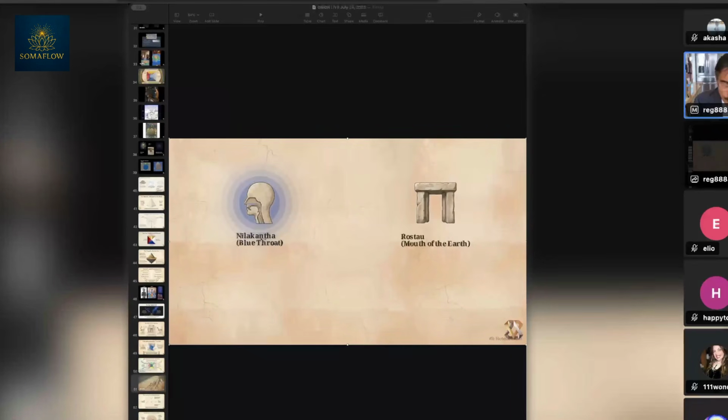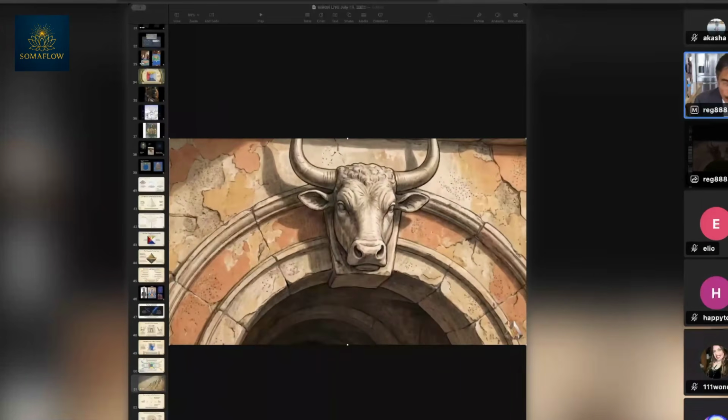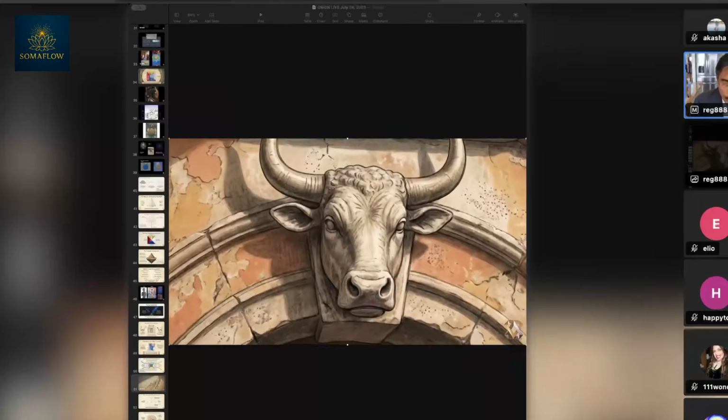In ancient astrology, the bull, Taurus, governs the human throat. This links Shiva's poison throat directly to Rostau, the mouth of the earth. Both traditions employ the bull at the threshold, mapping a specific symbolic anatomy for the passage into the cosmic center.